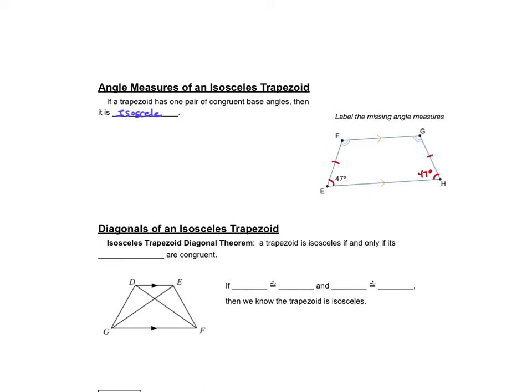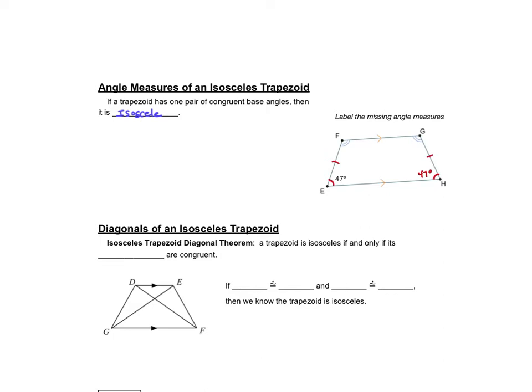Now the other two angles, you can think of this two different ways. One, according to parallel lines cut by a transversal, angle F and angle E would add up to 180 degrees. So 180 degrees minus 47 is going to give me 133 degrees. So F should be 133 degrees. That's one way to look at it. And of course, if the base angles are congruent, then I know that G is going to be 133 degrees. That is one way to calculate.